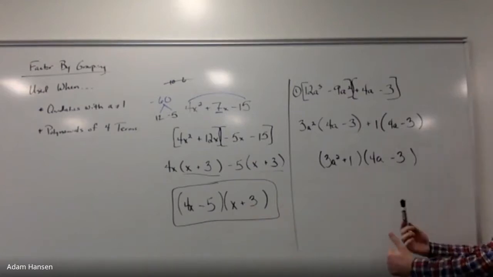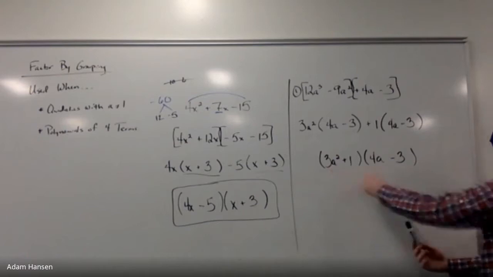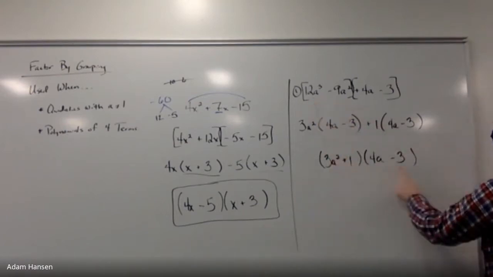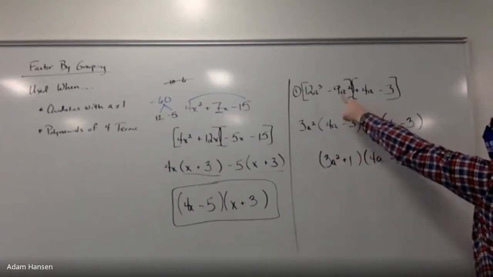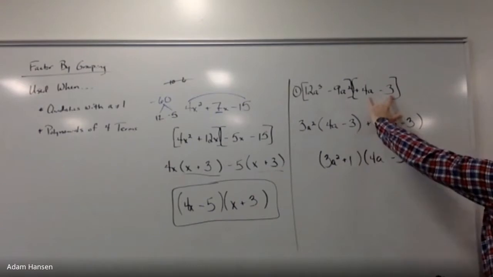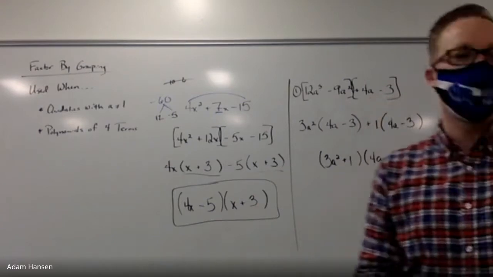Does it multiply back together to make what it should? 3a squared times 4a is 12a cubed. 3a squared times negative 3 is negative 9a squared. 1 times 4a and 1 times negative 3 makes those last 2 terms. Okay.